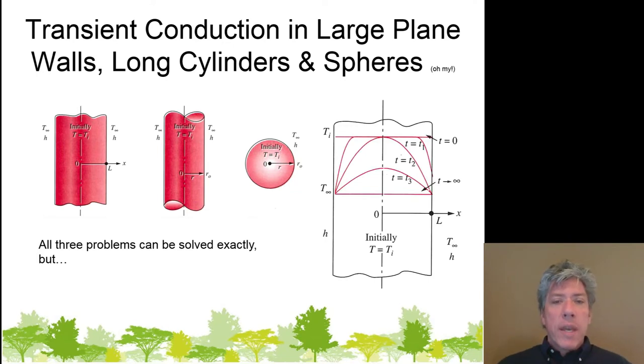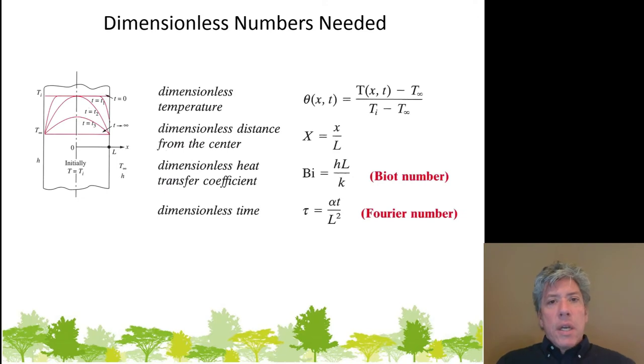And it turns out you can do the same thing for the sphere, because in the sphere, you can rotate the radial direction vector in any direction you like, and that's basically just a single direction of heat transfer. So all three of these can be solved exactly. However, we need some dimensionless numbers in order to do it. So you've already seen the dimensionless temperature. Now we're going to give it its own symbol, theta.